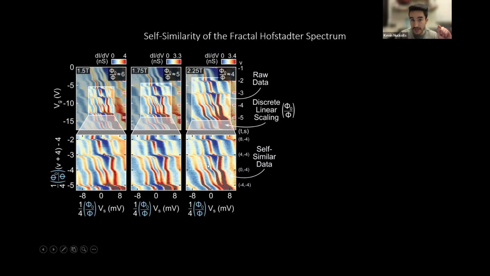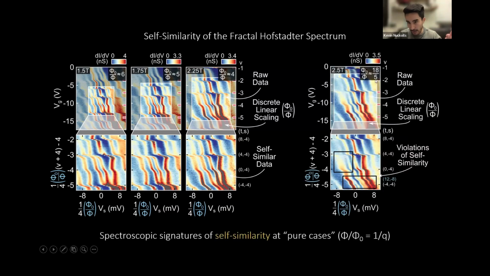A really important feature of self-similarity, if we want to attribute it back to a fractal nature of the spectrum, is that it's discrete. And so if we look away from these simple flux per unit cell ratios, we should not see any of this physics. And so here's an example of one of those experiments. We probe the Hofstadter spectrum at 5 fluxes per 18 unit cells, a much more complicated fraction. Hofstadter predicts that at these more complicated fractions, the Hofstadter band structure, the number of Hofstadter bands, and the hierarchy of gaps we should see should be very complicated and much more complicated than we should see at these simple flux per unit cell ratios.